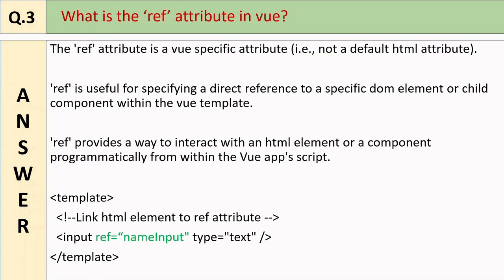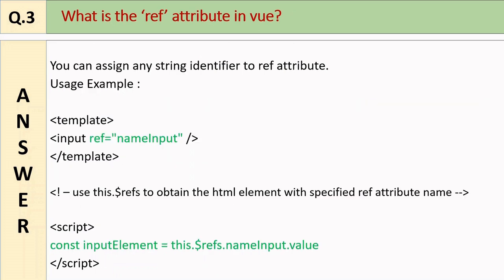What is the ref attribute in Vue? The ref attribute is a Vue specific attribute. Ref is useful for specifying a direct reference to a specific DOM element or child component within the Vue template. It provides a way to interact with an HTML element or a component within the Vue app script. See the example code that illustrates the use of ref.